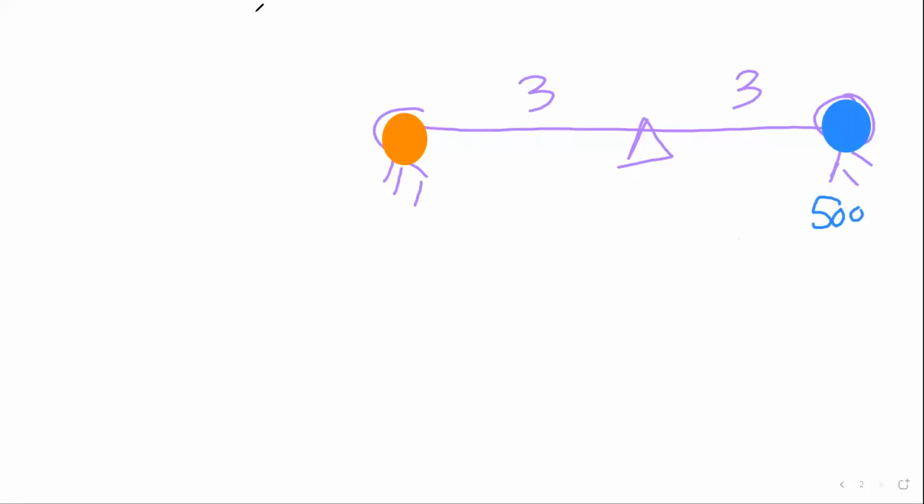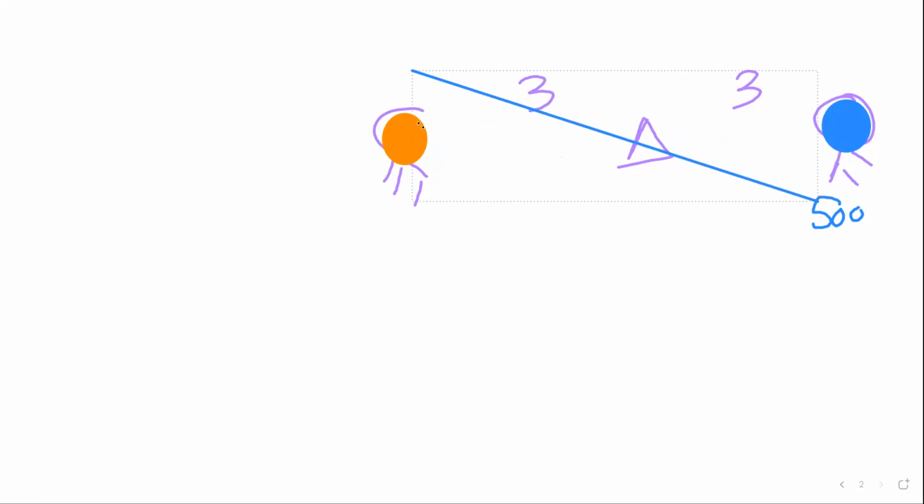So since he is heavier, what will happen with the seesaw? The orange one will go up, and the blue one will go down. The seesaw will go like this. Let's make them incline. So since he is heavier, the seesaw will go like this.